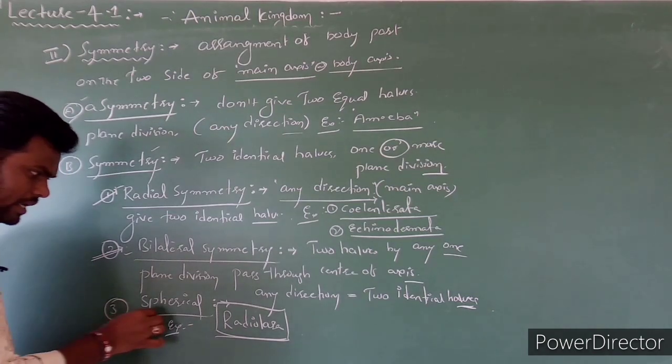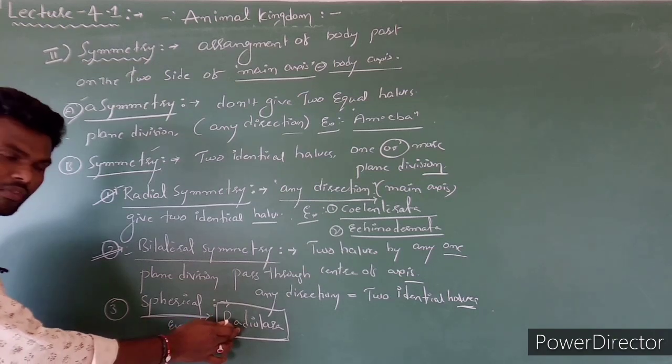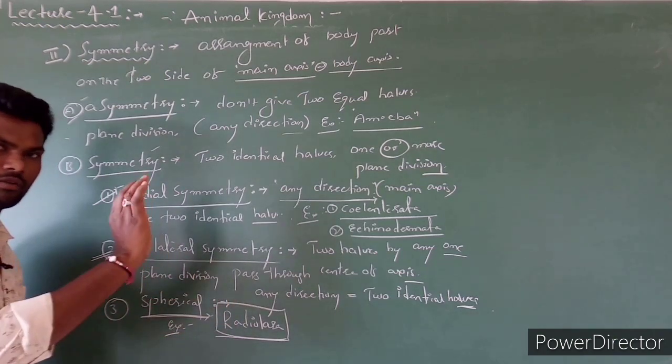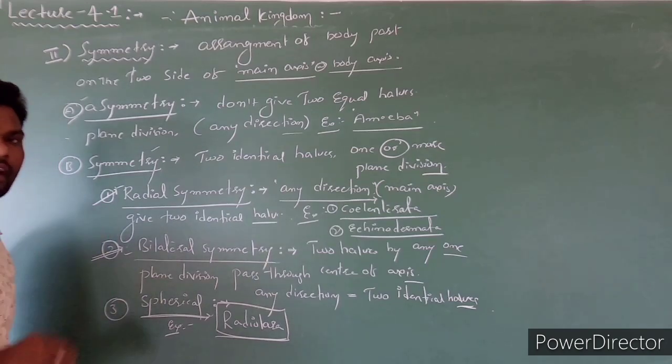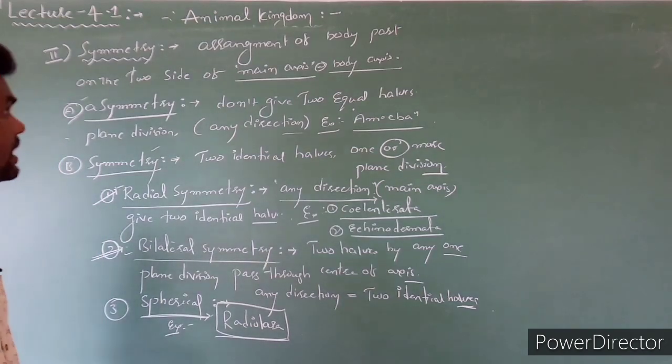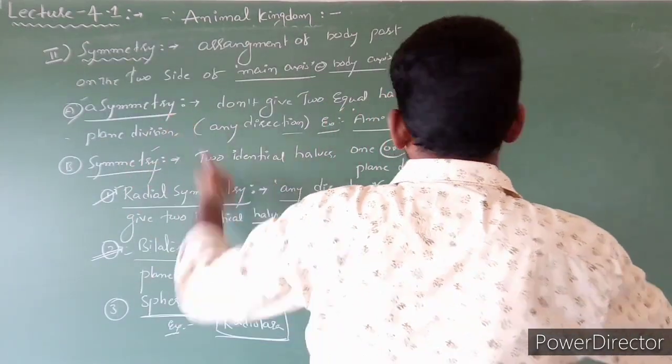Next one is spherical. Here only one organism is there, that is radiolaria. You can cut in any direction passing through the center of the axis, and that will give equal or identical halves. So this is regarding symmetry. Let's draw one small diagram for asymmetry.